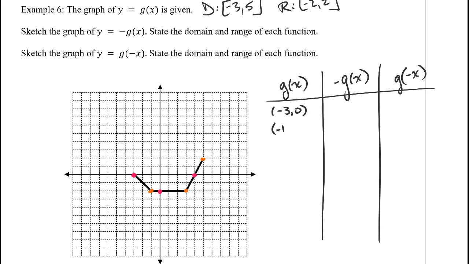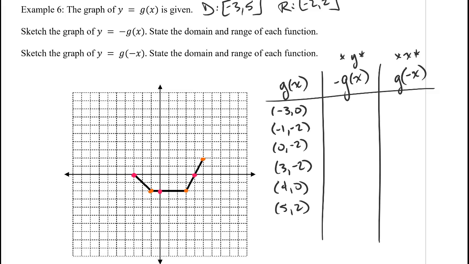Got -1 and -2, 0 and -2, 3 and -2, and I've got 4 and 0, and 5 and +2. So once I've defined that, now I just need to remember how these different ones impact. So again, here I'm impacting the outside of my function, so that's going to be an impact on y. And because I'm impacting the inside of my function here, that's going to change and look at my x value.